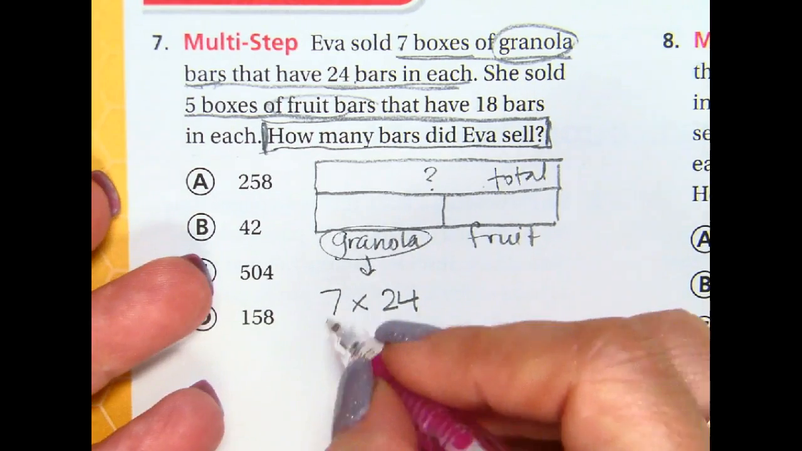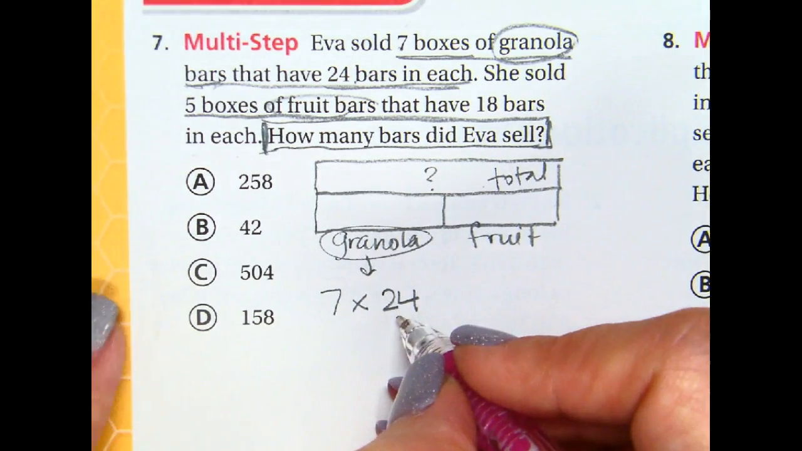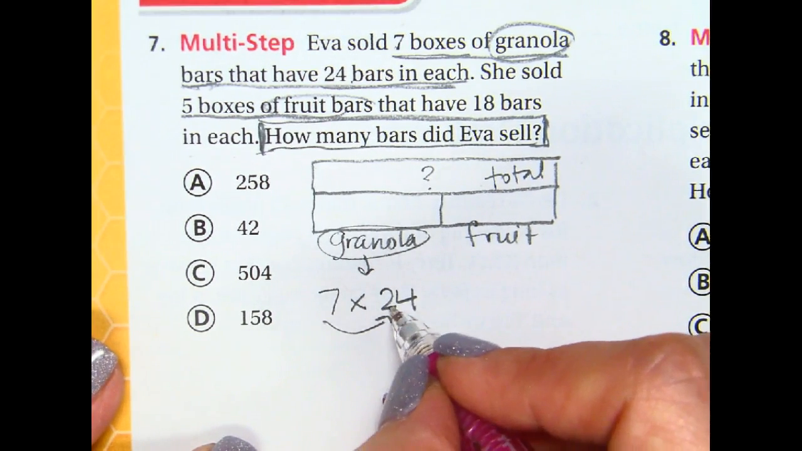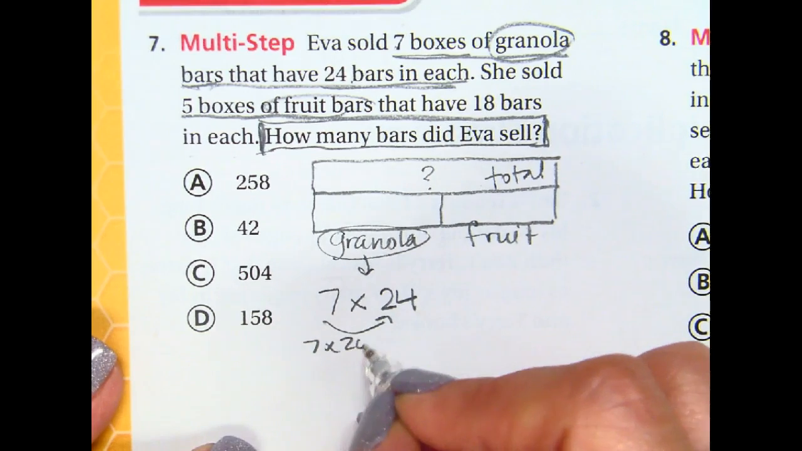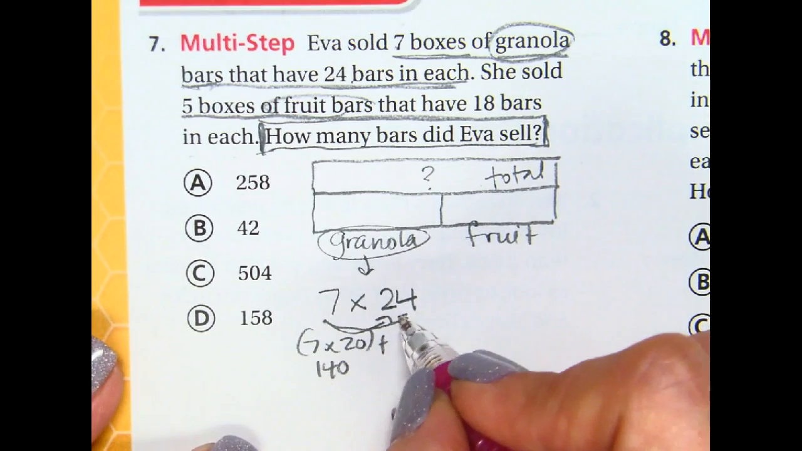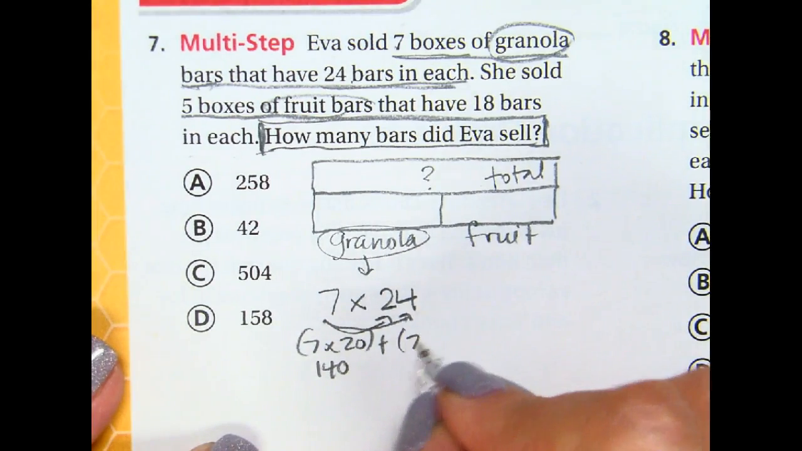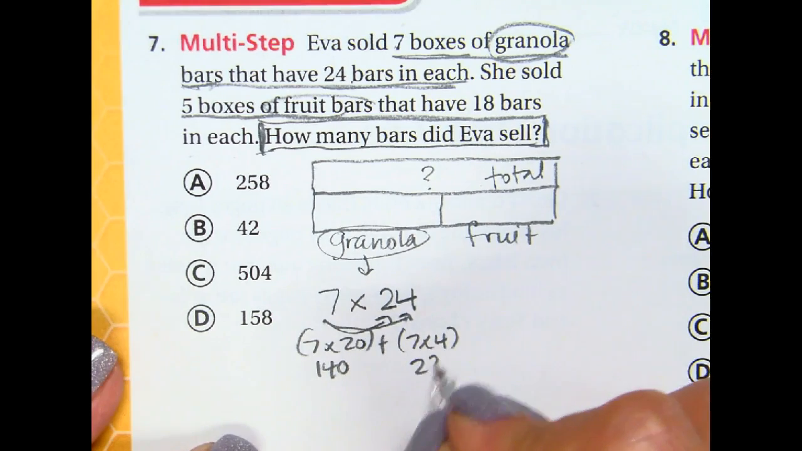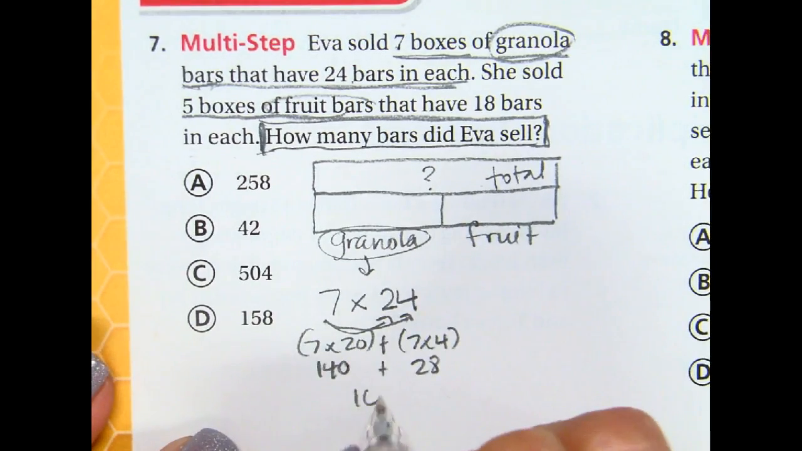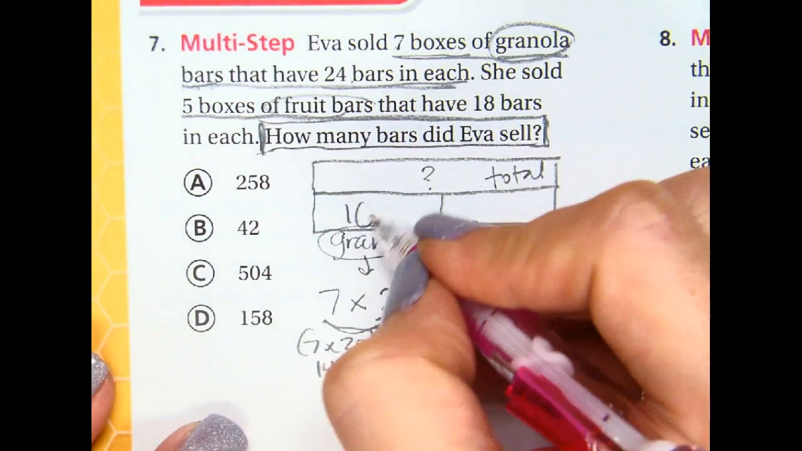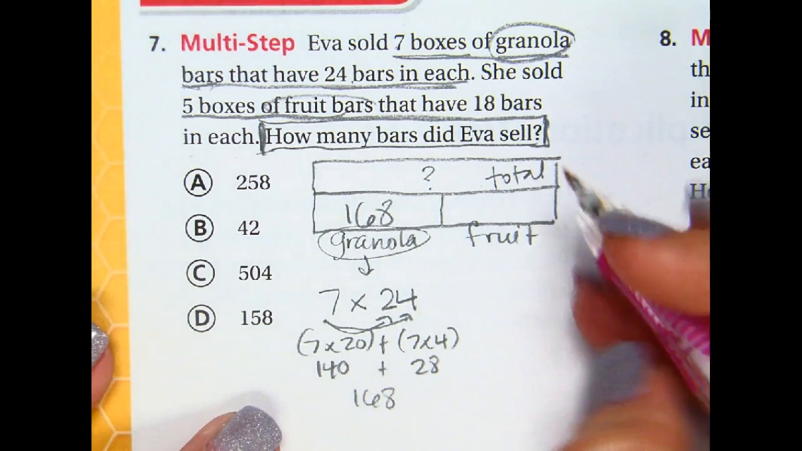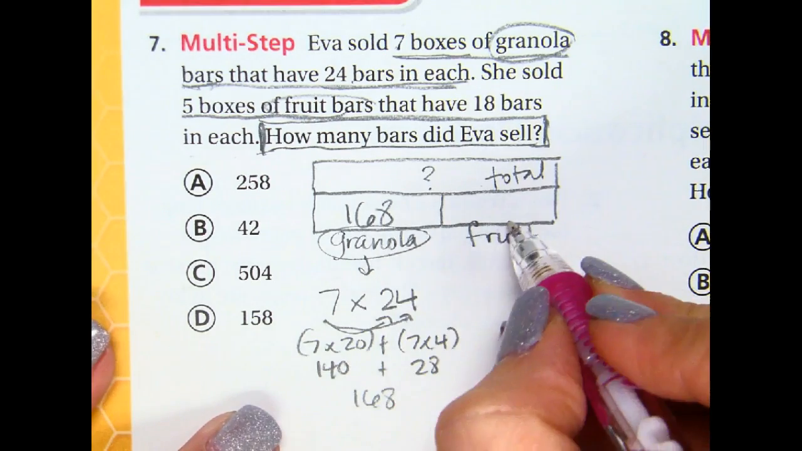You can use distributive property, you can use area model, traditional multiplication. I'm going to use distributive property. 7 times the value of this 2, 7 times 20 is 140, plus 7 times 4, which is 28. We'll add those 2 values together, and we'll get 168. So we have 168 granola bars, and then we have fruit bars. So we're finished with the granola. Now we find out the fruit.